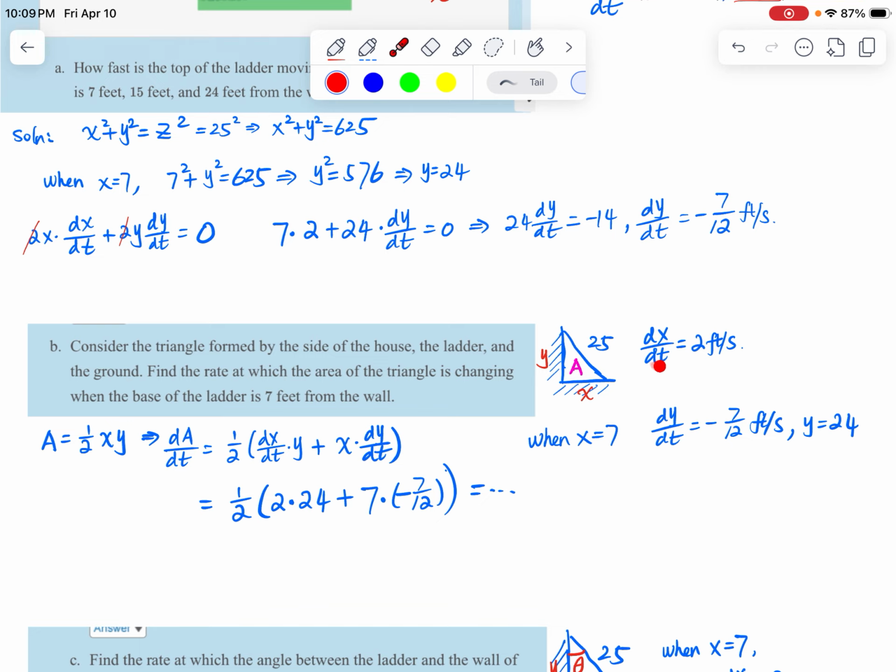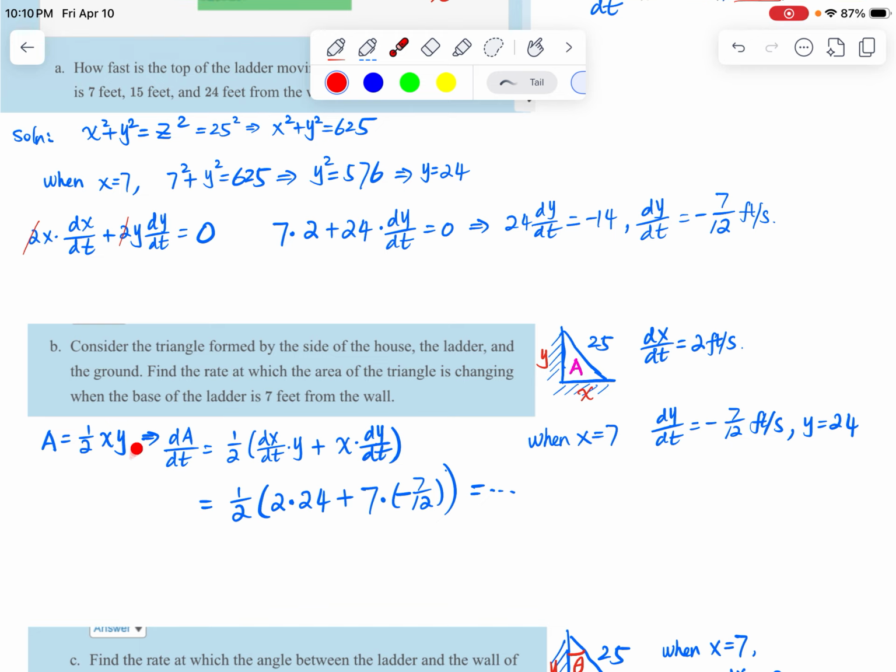And we already know dx/dt is 2 feet per second. And actually, in part A, we already found that when x is 7, dy/dt is negative 7 over 12 feet per second, and at that moment y is equal to 24 feet. We got all that information from part A. Now, what do we need to find? We need to find the rate at which the area is changing, so dA/dt when x is 7.